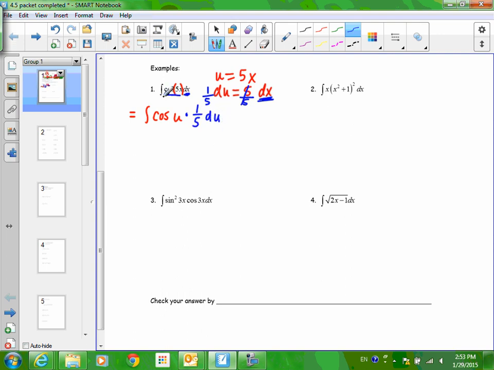So remember what I said, you start with all x's. Once you do your substitution, you shouldn't have x anymore. It should only be u. That's an easy way for you to check your work and make sure you're on the right track.